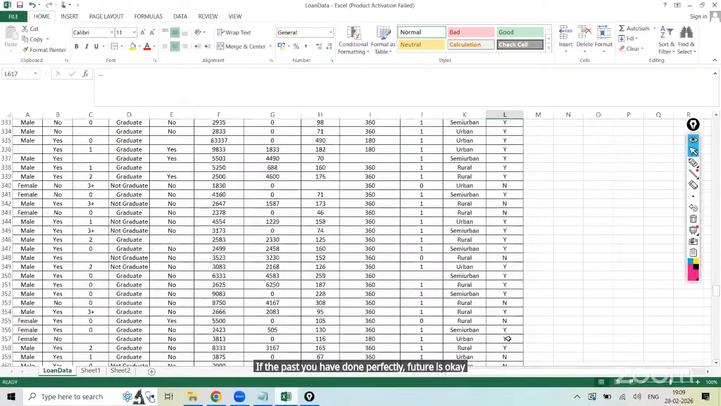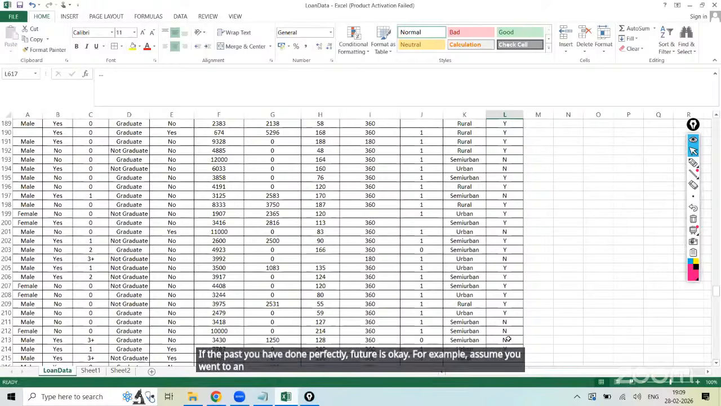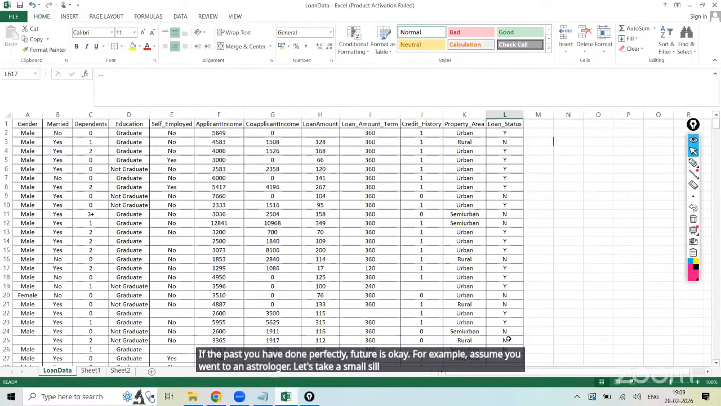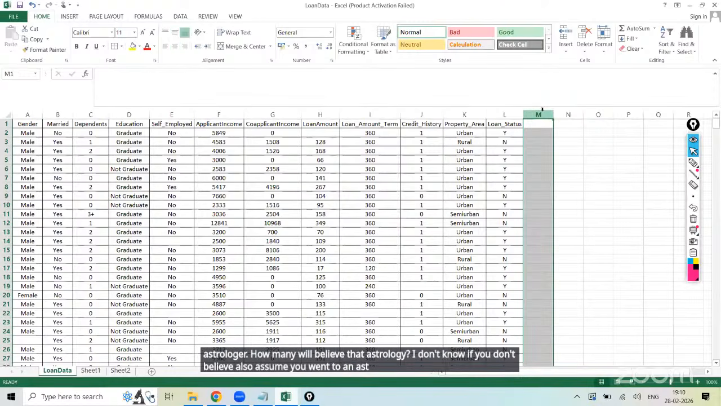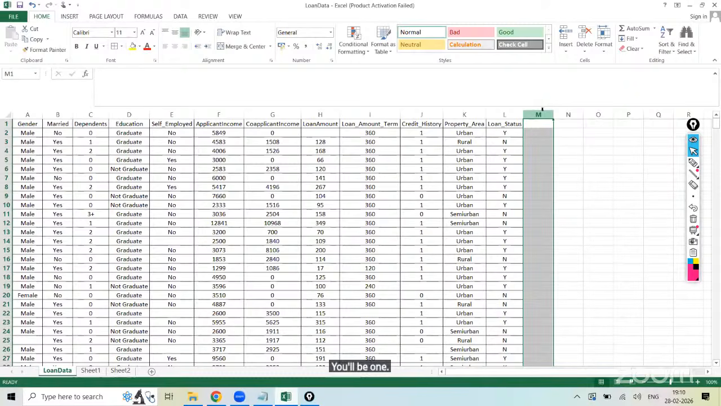For example, assume you went to an astrologer. Let's take a small, silly example. How many will believe the astrologer? I don't know. Even if you don't believe, assume. You went to an astrologer. The astrologer has told you that you are going to become Ambani in the future. Will you believe it? No, right? If he says that you are going to become a beggar, will you believe it? This is also no, right? So he's a very famous astrologer.